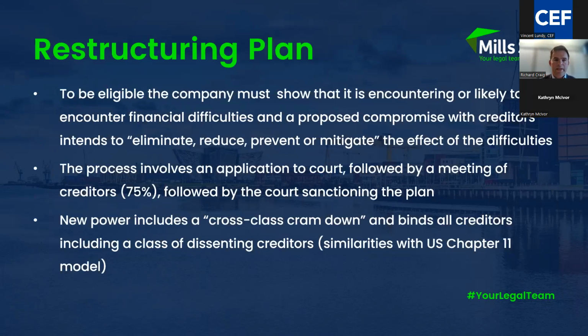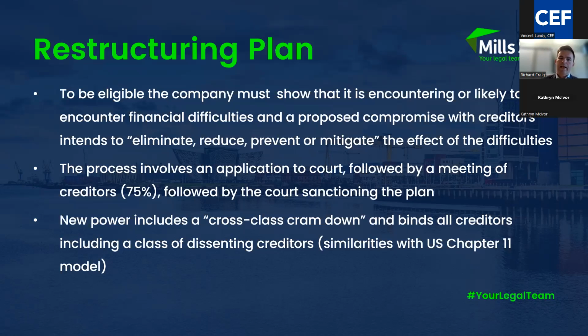The second permanent measure introduced by CIGA was the restructuring plan. To be eligible for a restructuring plan, the company must show that it is encountering or likely to encounter financial difficulties, and a proposed compromise with creditors intends to eliminate, reduce, prevent, or mitigate the effect of the difficulties. So again, this is not something that can only be considered whenever a company has been presented with a petition or that there's an immediate threat, but indeed where they can show that they are likely to encounter financial difficulties. This is something that can be looked at.